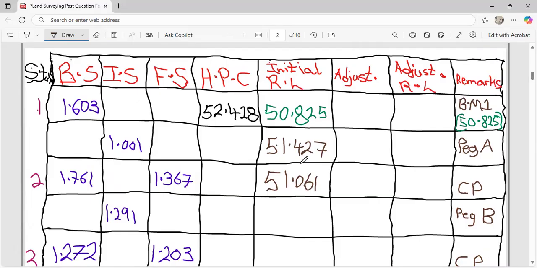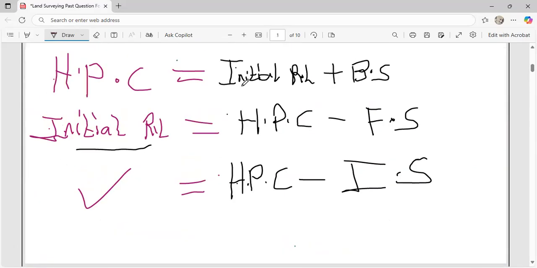We have to check if there is a backside. If there is a backside reading in the next row, it means that there is surely going to be an HPC. Okay, yes, it is true. There is a backside reading, and that is what I have numbered over here, because there was an instrument set up over here. That is what? 2. Okay, so the backside was 1.761. Okay, and we said to get the HPC, what are we supposed to do? We have to add the initial reduced level to the backside.